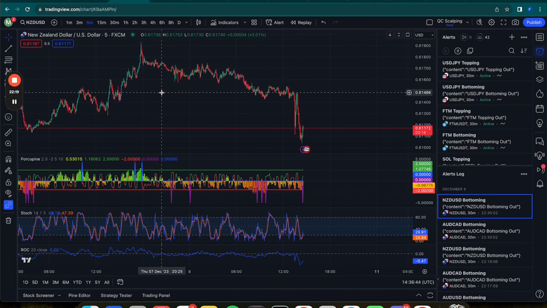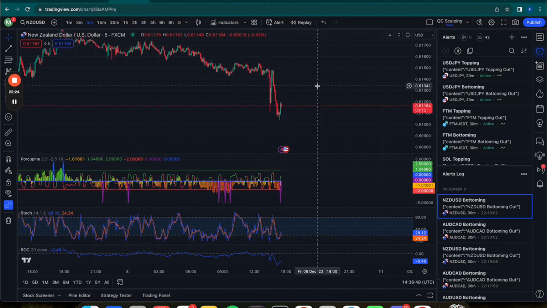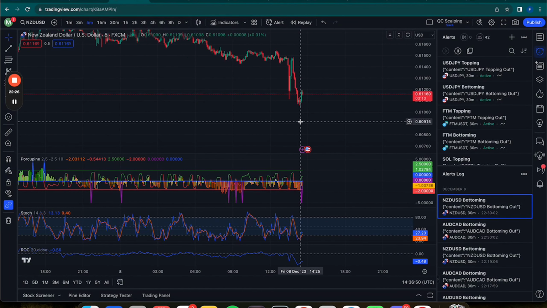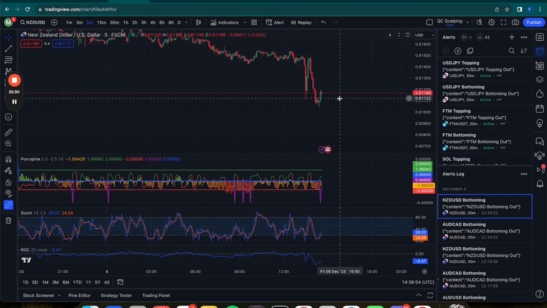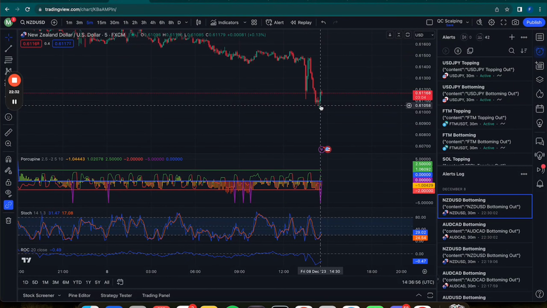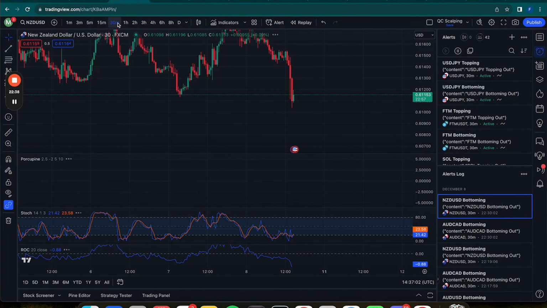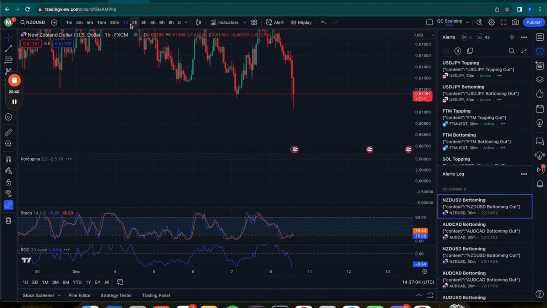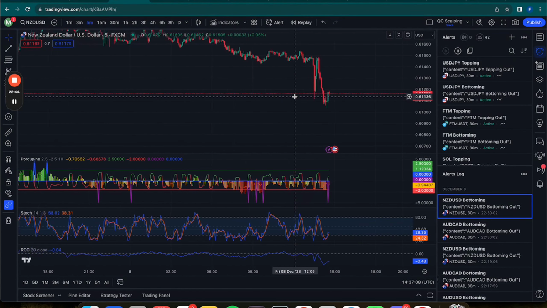All right, here we go. New Zealand USD was bottoming, right? Okay, that looks pretty good for bottoming to me. We got the signal at 30, which is 6 minutes ago, which is right here. So yeah, we have bottoming 5, 15, 30. 1 hour is bottoming, 2 hours going down. So this is a pretty good point.